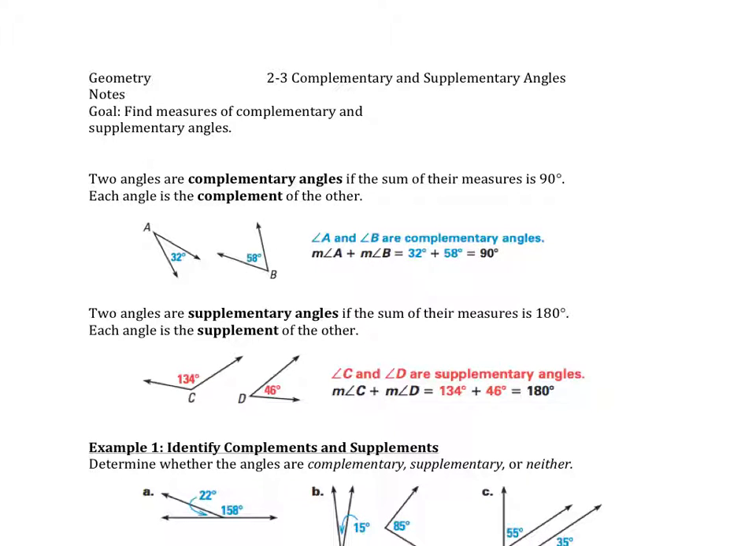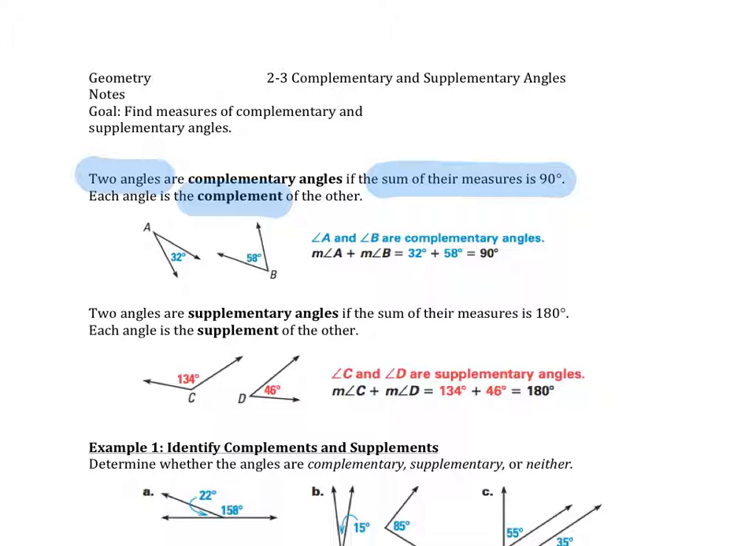This lesson, 2-3, is complementary and supplementary angles. So we're going to find measures of complementary and supplementary angles. The first thing we need to do is define what are complementary angles. First off, it's two angles. The sum of their measures is 90. And then we like to say that each angle is a complement of the other.